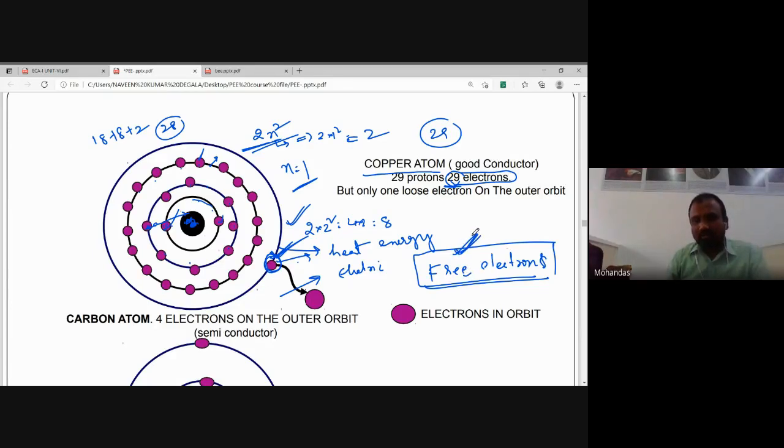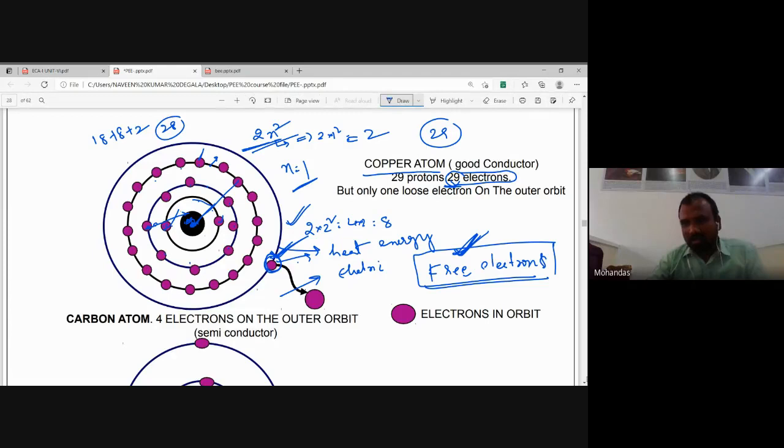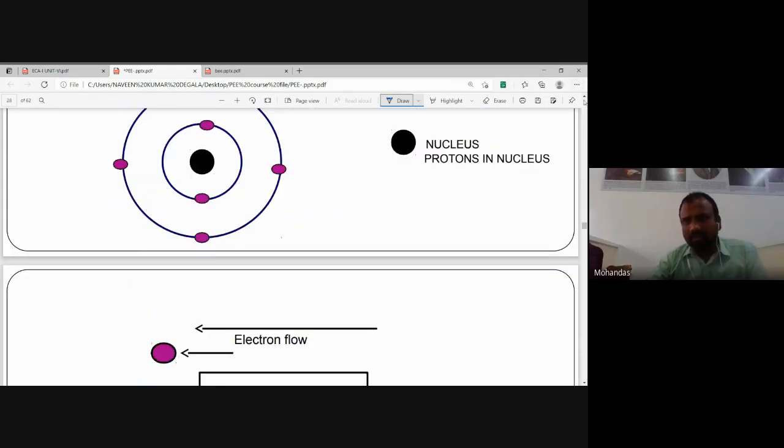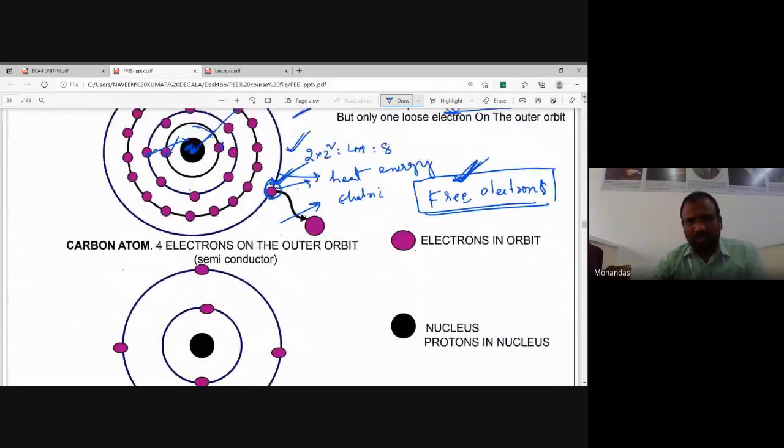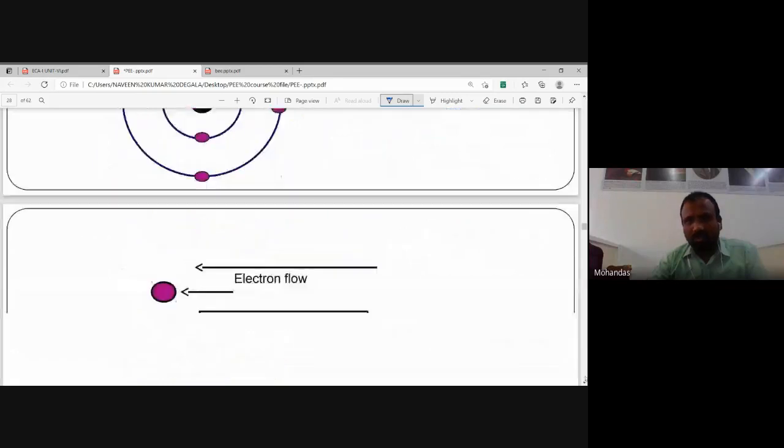The current will flow only through the free electron. So current may not flow through the electrons which are strongly bound by the nucleus. So here, the free electrons are very, very important for understanding the concept of this current definition. Okay.